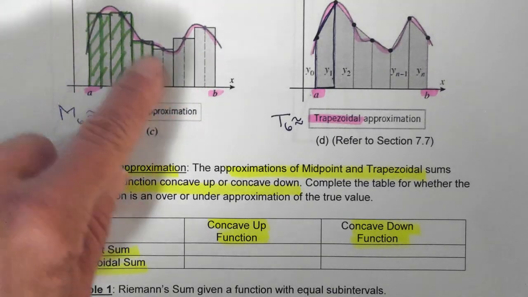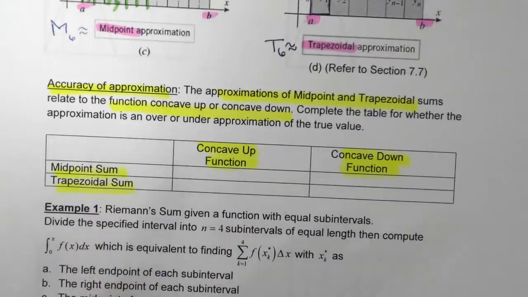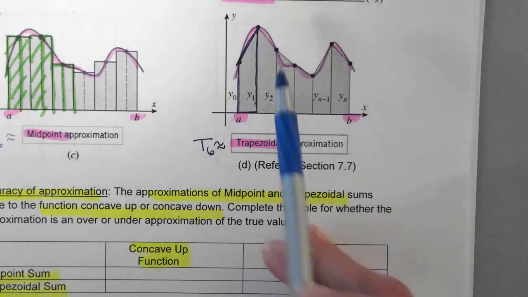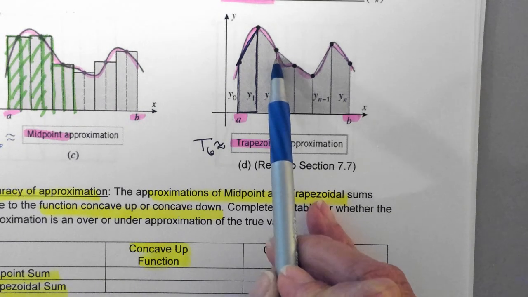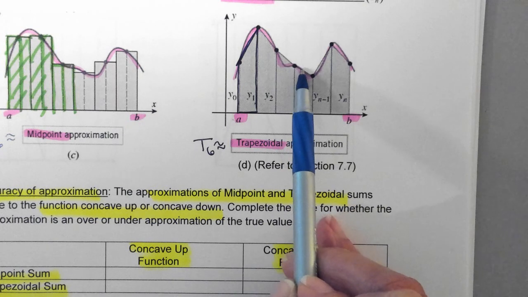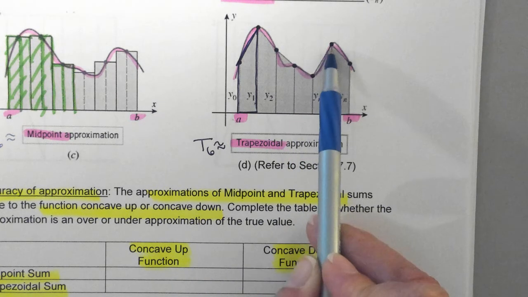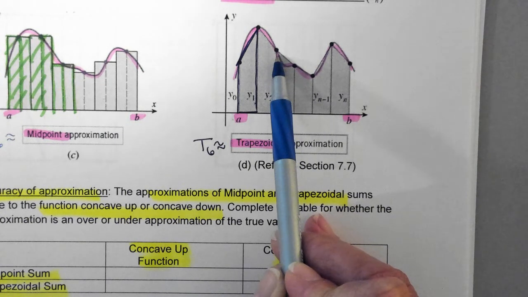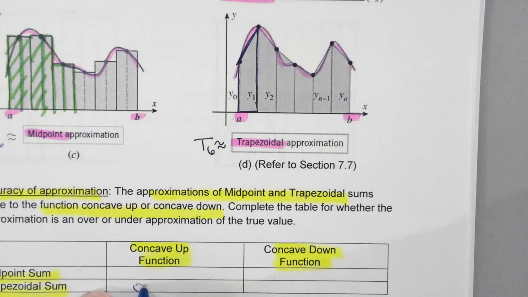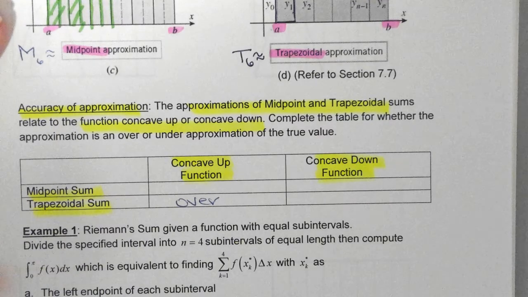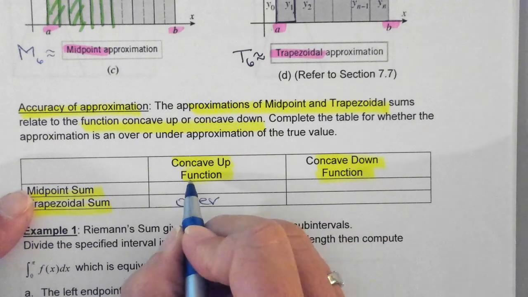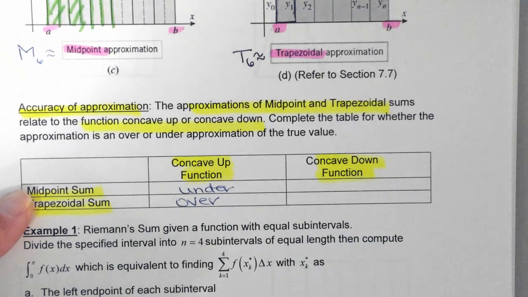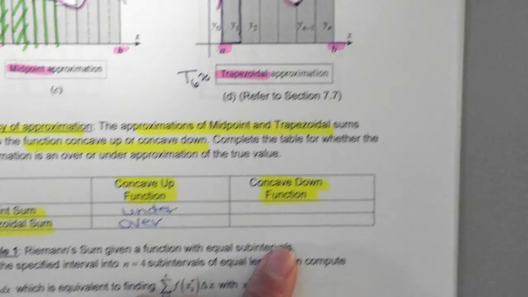So we're going to do the trapezoid first, because it's a little bit harder to see here. So we're going to take a look at the trapezoidal. We're looking at concavity, concave up versus concave down. If I look where my function on the trapezoidal is concave up, this is very slightly concave up. Can you guys tell me, is this an over or under approximation? Definitely over. So below on concave up, I'm writing over. So for midpoint, that means that when the function is concave up, it will be an under approximation.